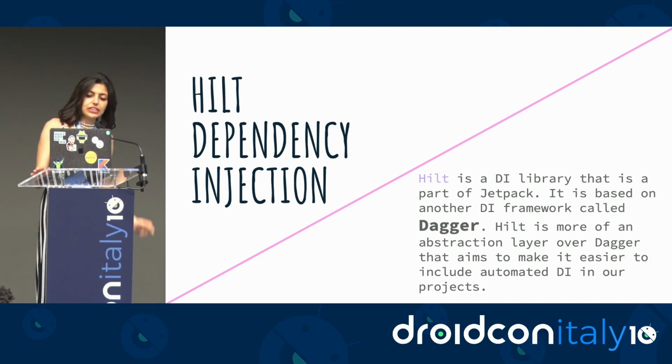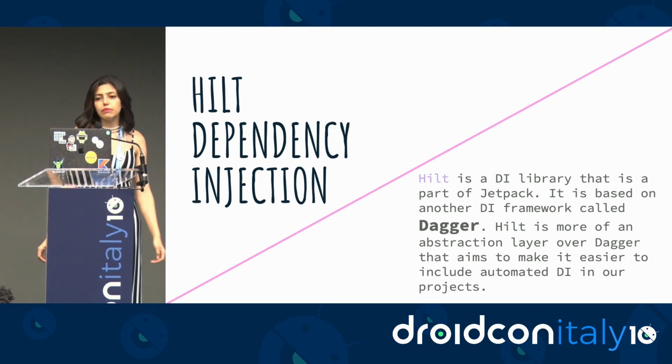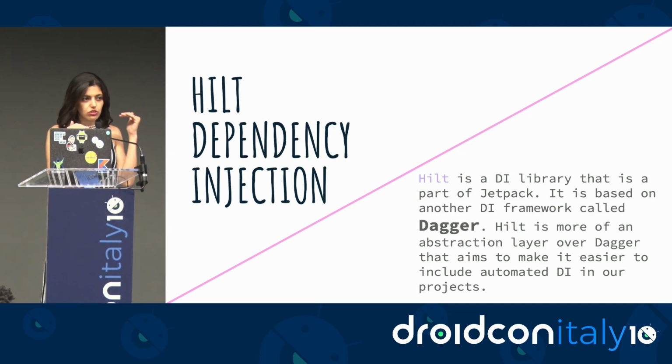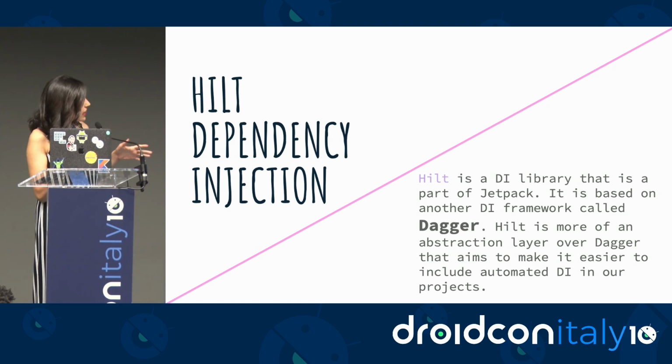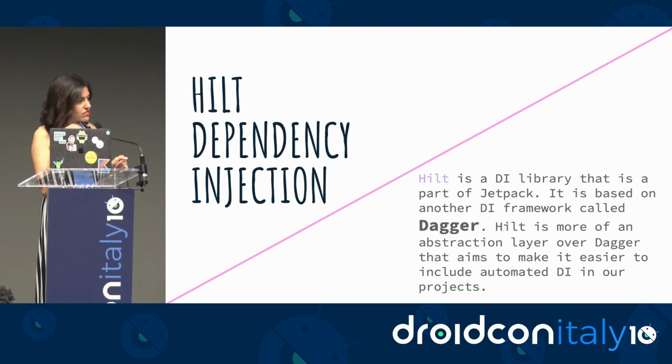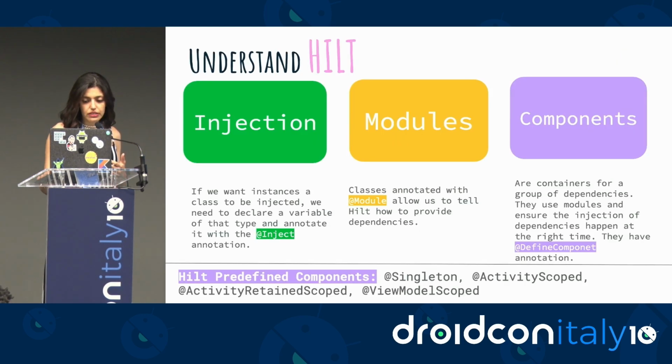Now, Hilt Dependency Injection. This is basically a library which is built on top of Dagger. I would say that even though it's just built on top of Dagger, it's a lot of improvement because it made it a lot easier for developers to create the components and the dependencies, and you also don't have to write a lot of the boilerplate code that we used to write in Dagger.